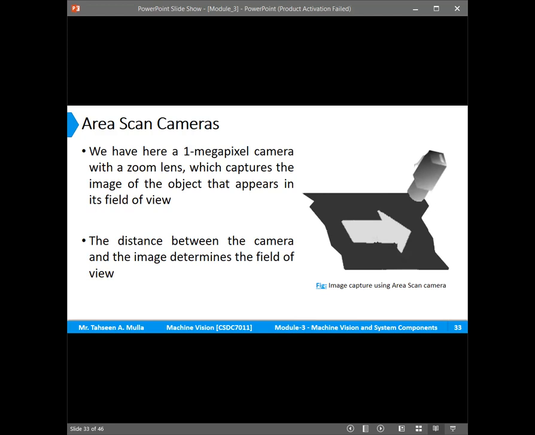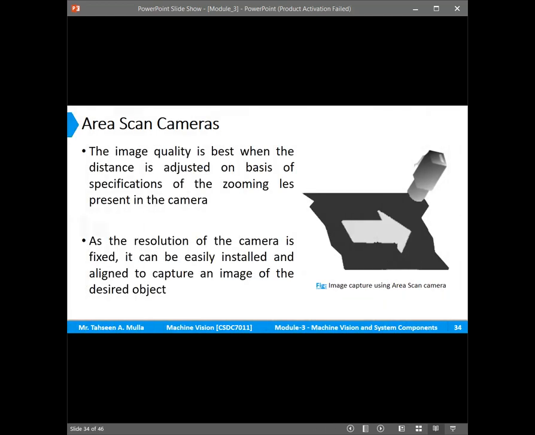Now here, the distance between the camera and the image will determine the field of view. So there must be a sensor which identifies the distance of that image from the camera so that it can determine the actual area which is to be stored, which is also called the field of view. Technically, we call it field of view. Now, the image quality is best. These parameters are very much dependent on the distance, right?